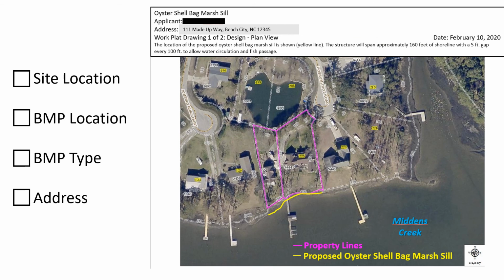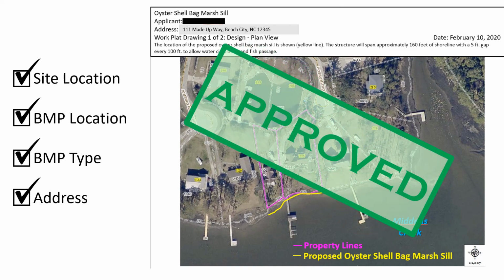And now on to our last example. You can clearly see the site location as depicted by the purple lines. The BMP location is also indicated by the yellow line. The BMP type is marked as a marsh seal, and the address is given up top. This map also includes great things such as a title and a directional arrow. This map would allow the contract to be approved.